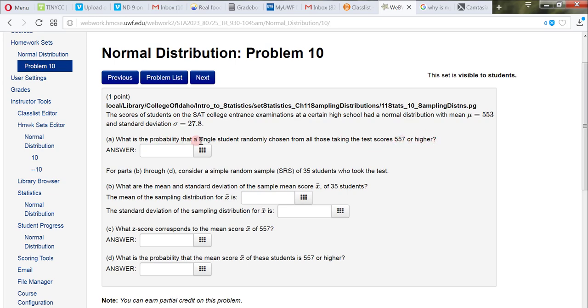So again, it's very important to recognize the fact that we are talking about a single student, a single observation, okay? So we're standardizing a single value. And we want to know what's the probability that a single student randomly chosen from all of those taking the test scores a 557 or higher. So let's tackle that to begin with.